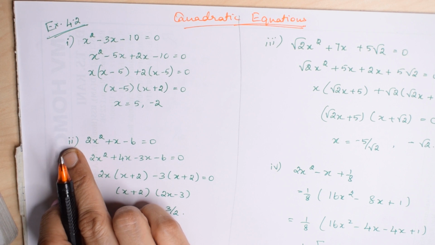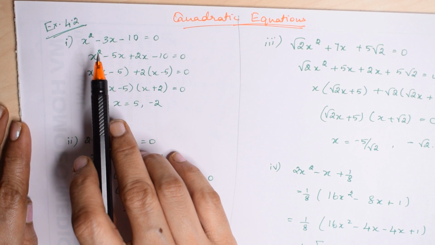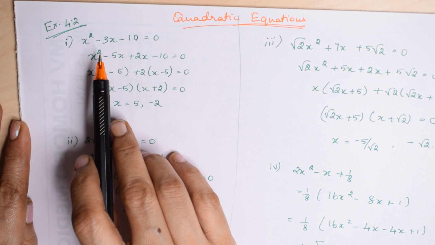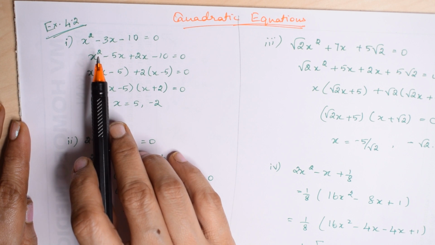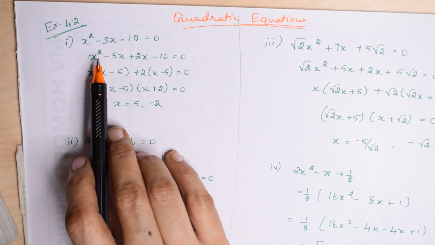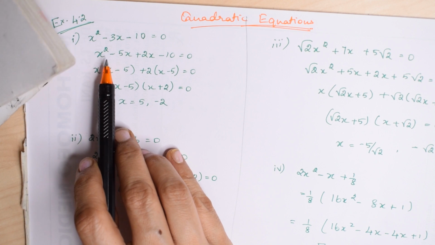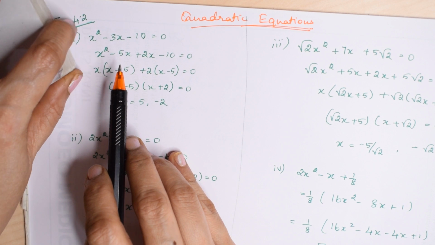Okay. So if it is x square, it means that x is having two values. I told this earlier. So if it is x square, it means x has got two values. We are finding the two values of x here. Now the first given equation is x square minus 3x minus 10 is equal to 0.